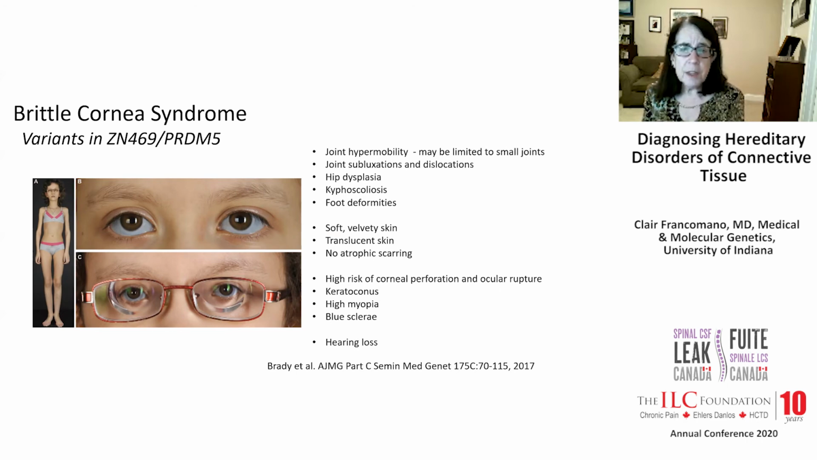And the hallmark of this condition is the fragility of the ocular globe. So there's a high risk of corneal perforation and ocular rupture, keratoconus, high myopia, and very typically a quite blue appearance to the sclerae. And about 30% of patients with brittle cornea syndrome will develop hearing loss.